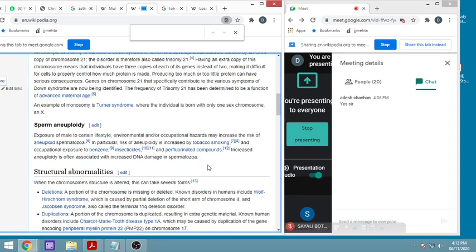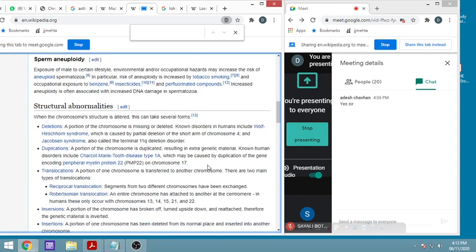So these are there. Then what other structural abnormalities are there? This can be deletion, where a portion of the chromosome is missing or deleted, that is called a deletion. An example of this is Wolff-Hirschhorn syndrome, which is caused by partial deletion of the short arm of chromosome number 4, and another is Jacobsen syndrome. It is also because the terminal 11q portion is deleted. We have seen these P and Q portions, chromosome number 11q, that means one is P and another is Q.